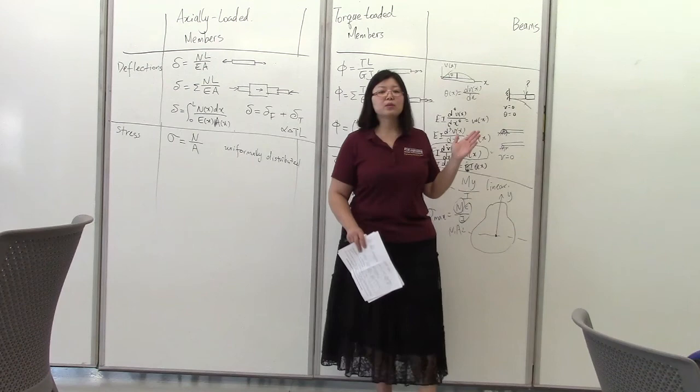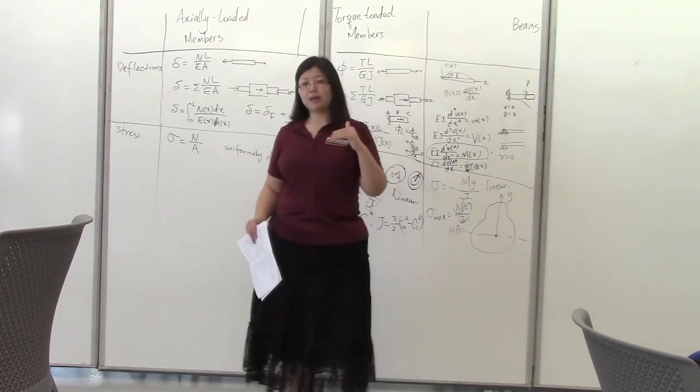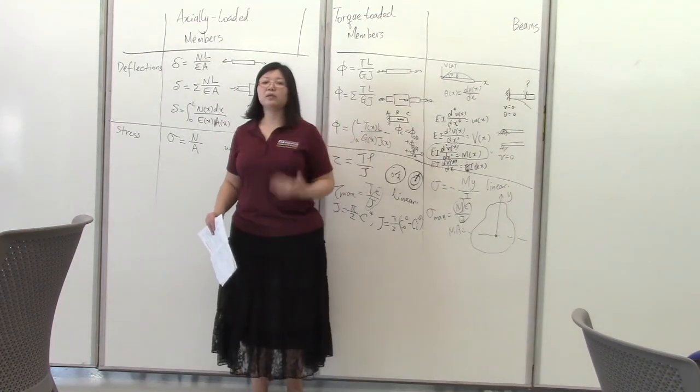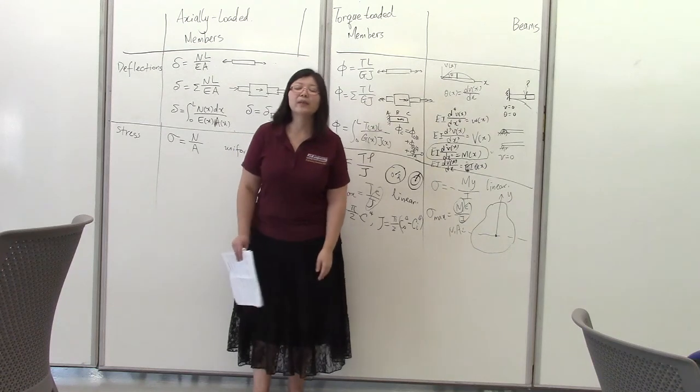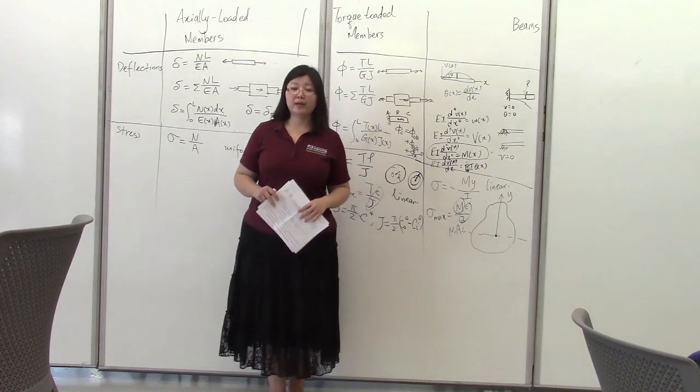Then the strategy is to write the compatibility equation in terms of the unknown support reactions. So the compatibility equations would provide additional equations in terms of the unknown support reactions. That's how you could determine all of the unknown support reactions.